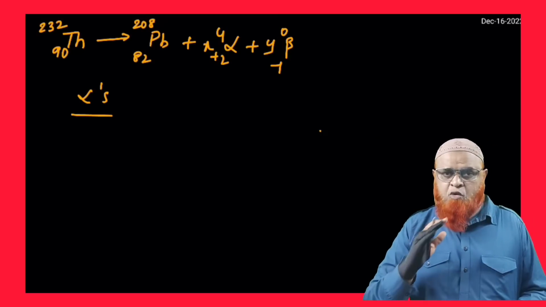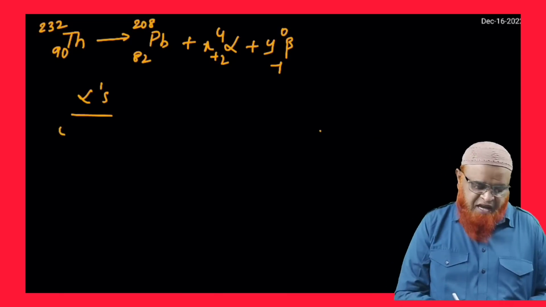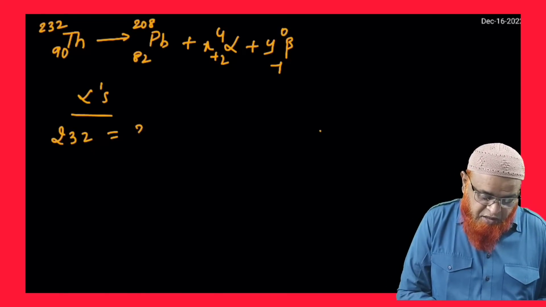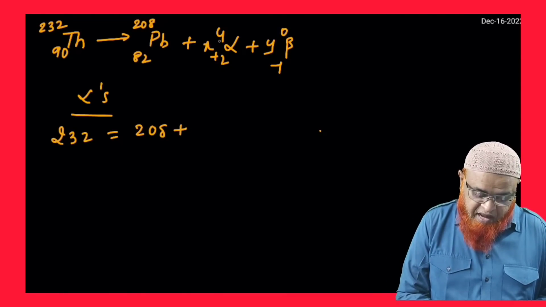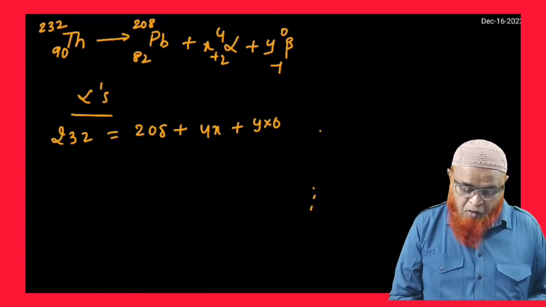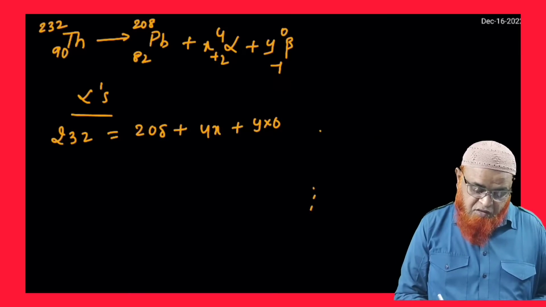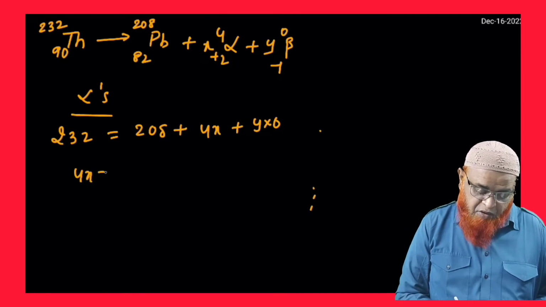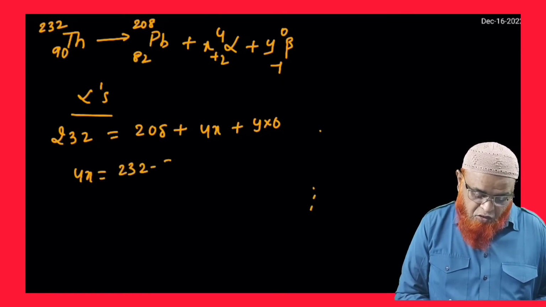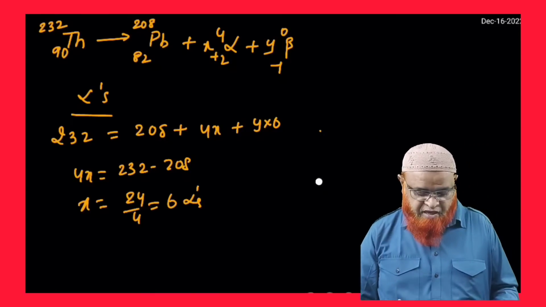To find out alphas, you have to consider the mass numbers and make them equal in a simple strategic way. You just see here, 232 is equal to 208 plus x into 4, which is 4x, plus y into 0, which is 0. Now if you want to find this x, 4x is equal to 232 minus 208. So x is equal to 24 by 4, which is nothing but 6 alphas. So we get 6 alphas here.